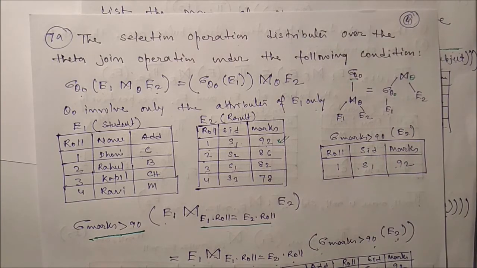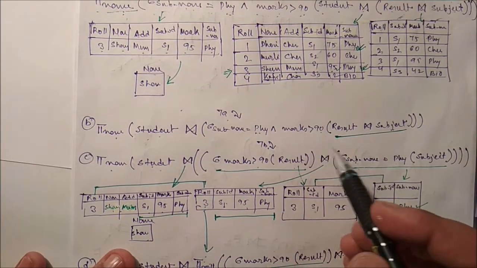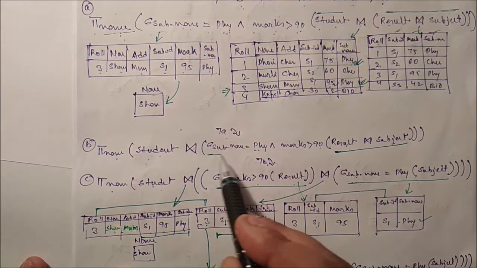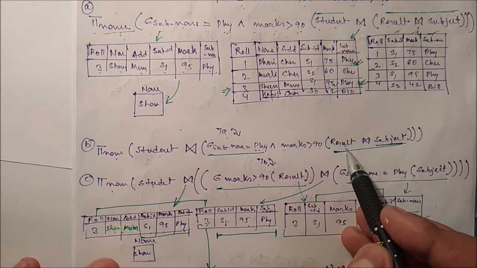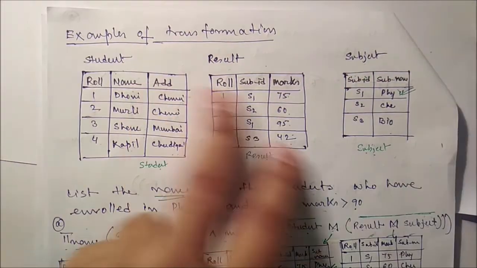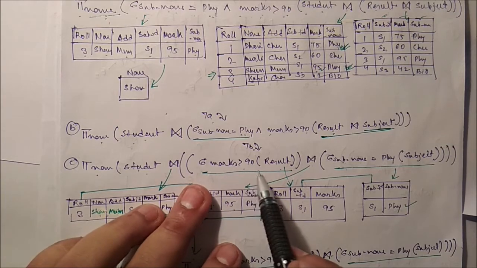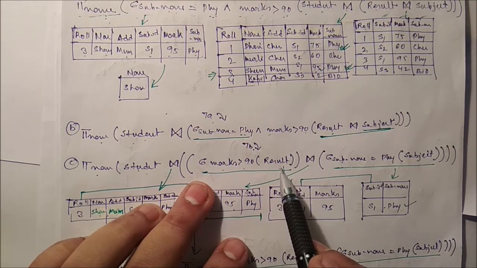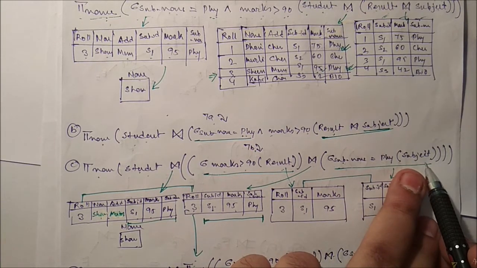Okay, now are you getting this one? After that, furthermore, you can see here the physics subject is associated only with this particular subject table, and marks is associated with the result. Subject is only in the subject table and marks is associated with the result. So what we can do is implement the selection condition on marks with the result, and subject name physics with the subject table.